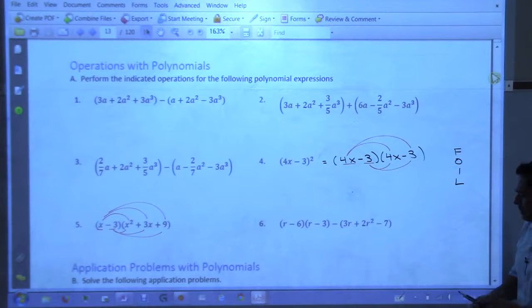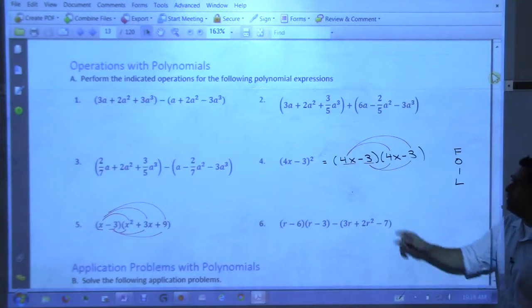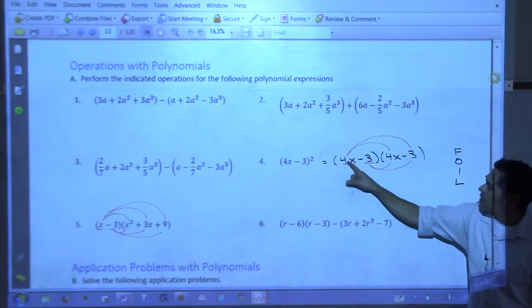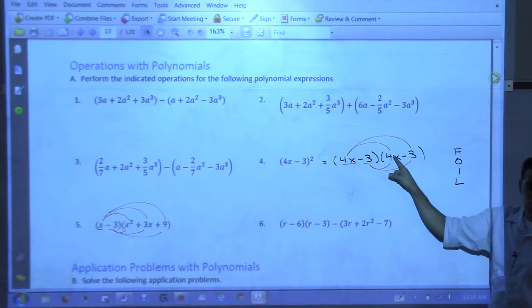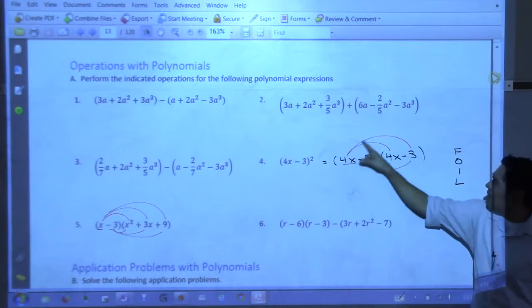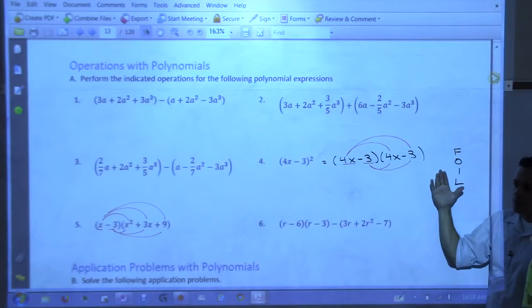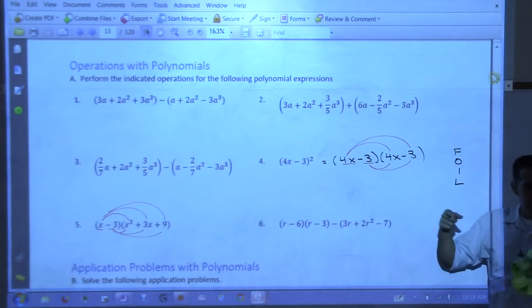Now, let's go back. If you're like, I don't like that, I like FOIL, then that's okay. But you actually are doing the same thing. Because if you follow mine, the first thing you're going to do is this one and then where? To here, right? Isn't that the first ones? And then if you go here and you go here, isn't that the outer ones? And then when you go here and here, you're doing the inner ones.